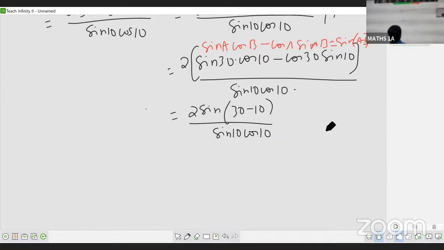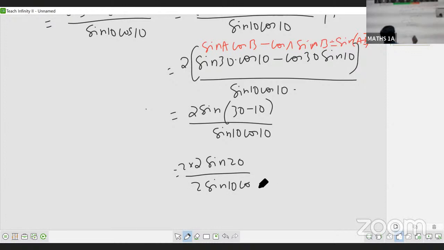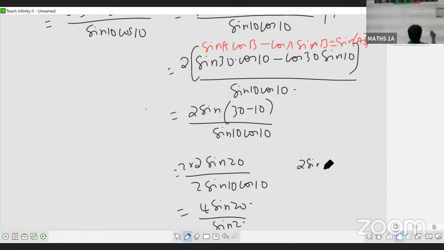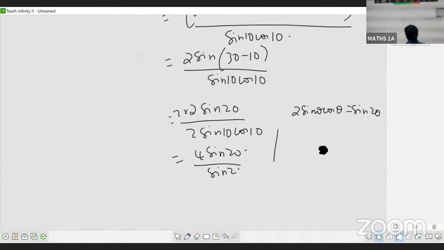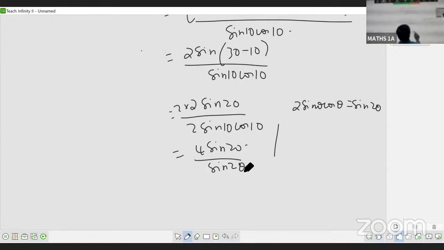Now here I am going to take it as 2 sine 20. Again multiply and divide with 2. So 2 sine 10 cos 10. That is 4 sine 20 by, how will it look? 2 sine theta cos theta is sine 2 theta. Is it clear? So that is sine 20. Now sine 20 gets cancelled and your answer is 4. Is it clear? So this is about your sum.